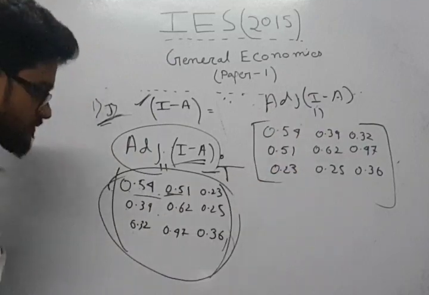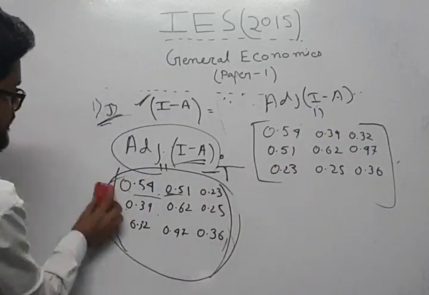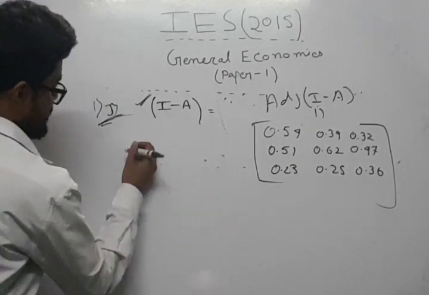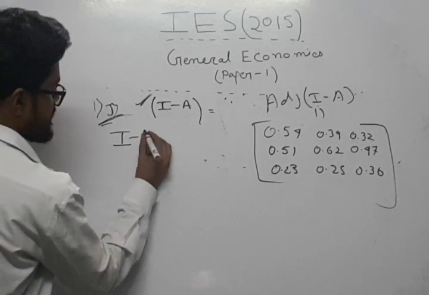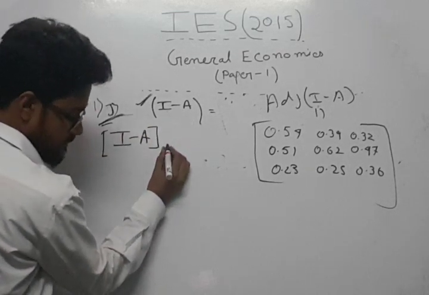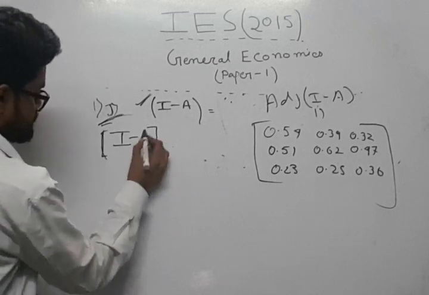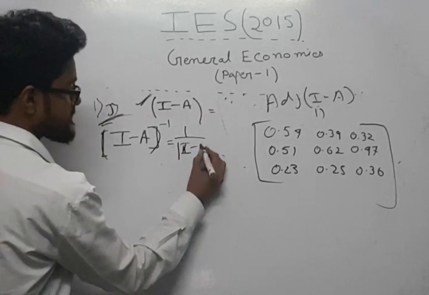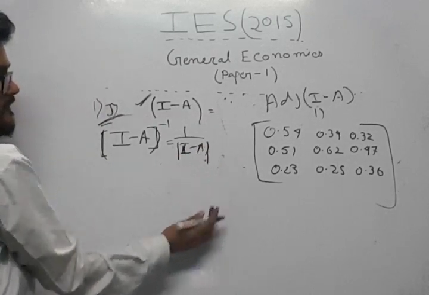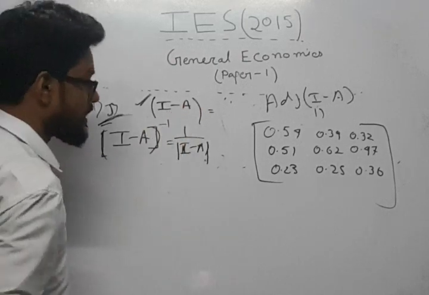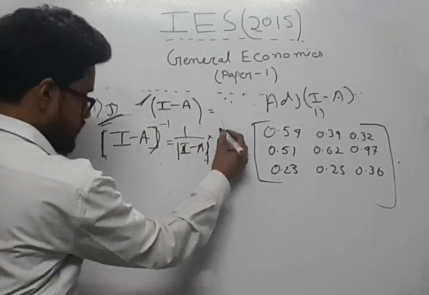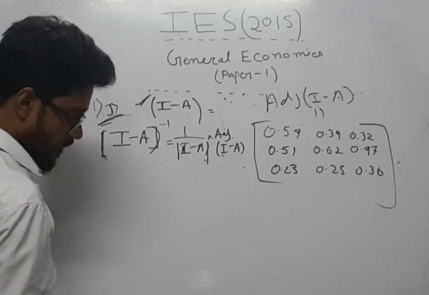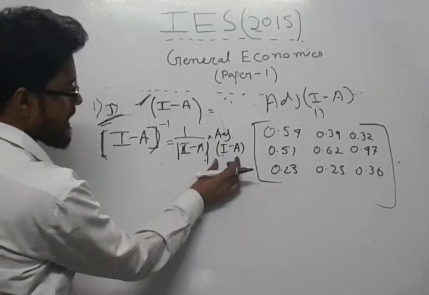Now why do we need this? We need this in order to further solve our objective, which was to find (I minus A) inverse, which will be equal to 1 by determinant of (I minus A), which we have already found. If you have any doubt, you can refer to the earlier part of this video, into adjoint of (I minus A). Now we have also found this value, which is like this.